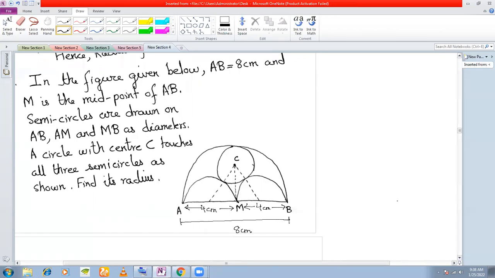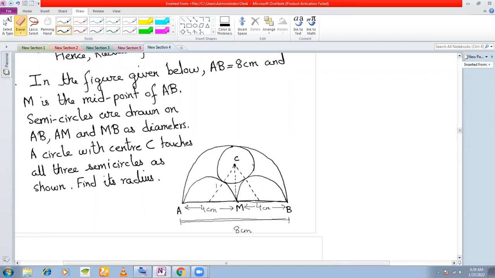Semicircles are drawn on AB, AM, and MB as diameters. So semicircles are drawn with AM as a diameter. You can see this AM. This is one diameter. AB as one diameter. Obviously, this is a semicircle, the biggest semicircle, and MB also. So this length also, a semicircle is drawn with MB as diameter. Okay. Next, a circle with center C touches all three semicircles as shown. Now this circle here with center C touches both the semicircles, with AM and MB as diameters, right?